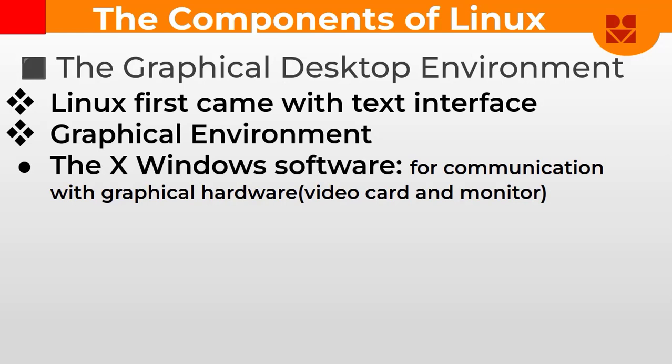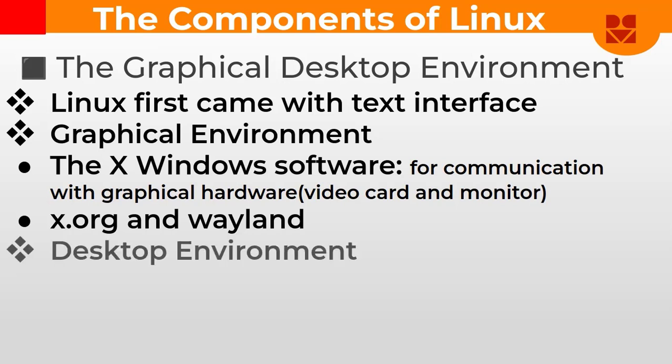So the common type of X Windows software that is being used in the Linux niche is the x.org, right? The x.org was the first and was used until Wayland came. Wayland is more secure and easy to maintain. So currently Wayland is being adopted by lots of Linux distributions.